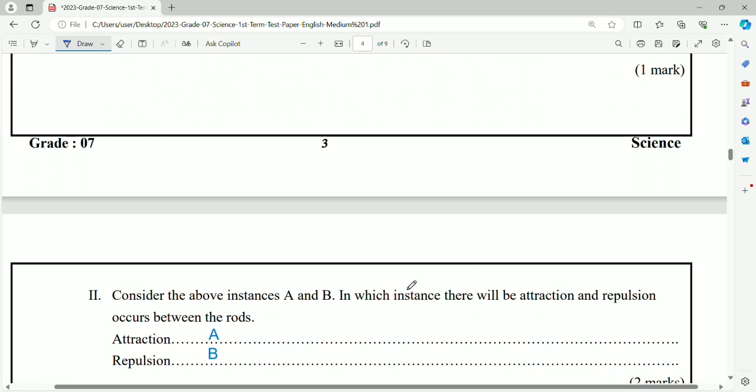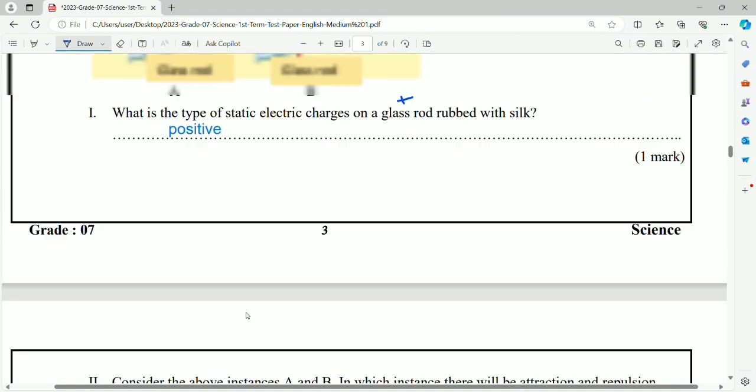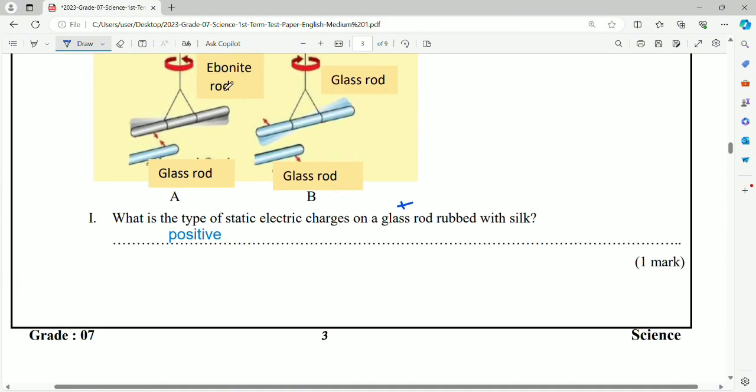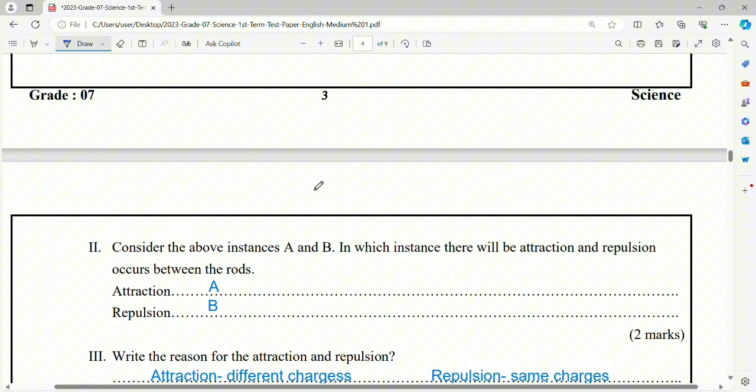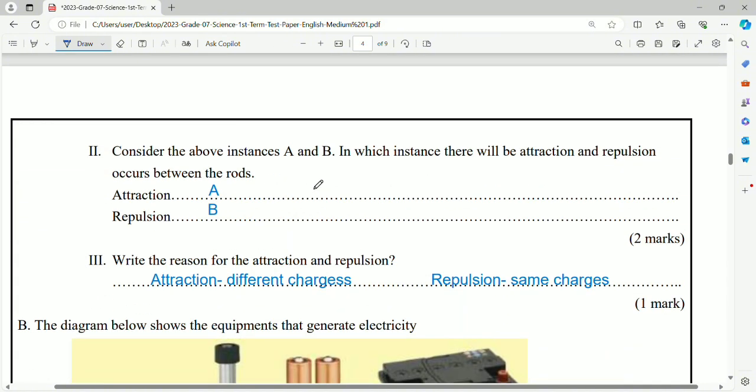Consider the above instances A and B. In which instances will attraction and repulsion occur between the rods? Here ebonite and glass rod have opposite charges, they attract each other, so there will be attraction in A. Here in B, same charges, they repel each other. Glass rod positive charge, this glass rod also positive charge, positive and positive repel each other.